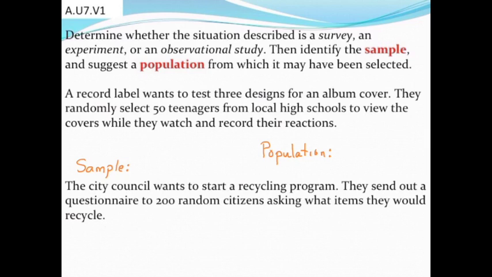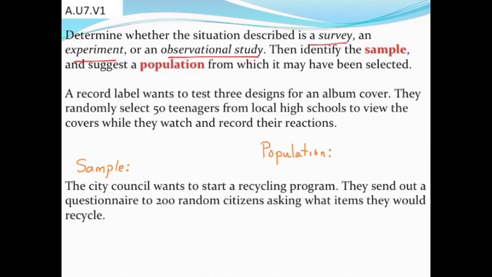To determine if a situation represents a survey, an experiment, or an observational study, I'm going to begin by looking for some keywords. So let's go ahead and look at this first example down here. If you haven't read it yet, go ahead and pause the video and read this for yourself real quick. And I'll assume you've done that at this point.